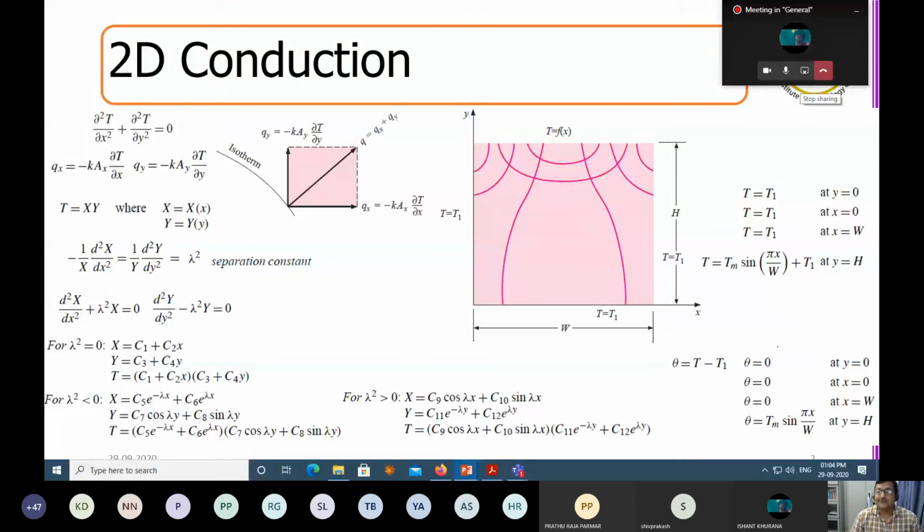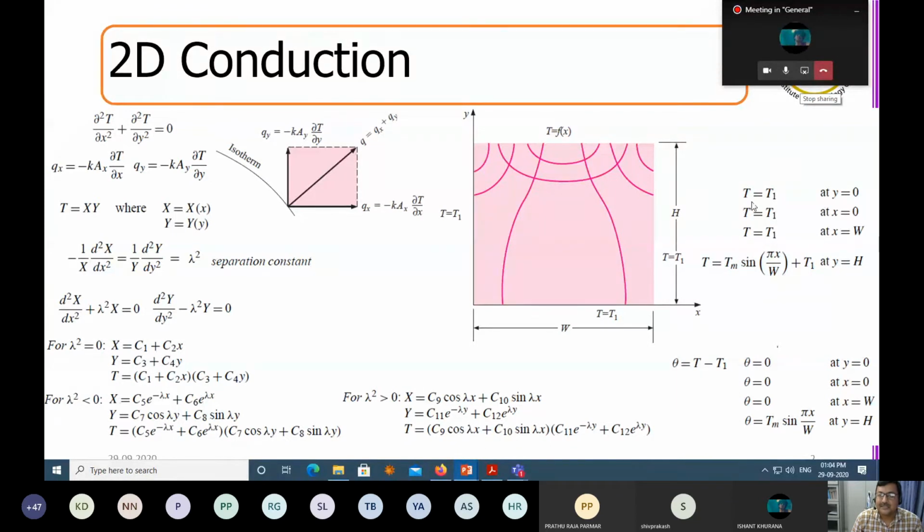Now what I have to do is fit this to the problem that I'm working with. Suppose I have defined a problem like this, where this is my x direction, this is my y direction. What I assume is that this is my width and this is my height of the slab. And this temperature is T1, this temperature is T1, but this temperature is a function of x. Typically, it's a sine function of x.